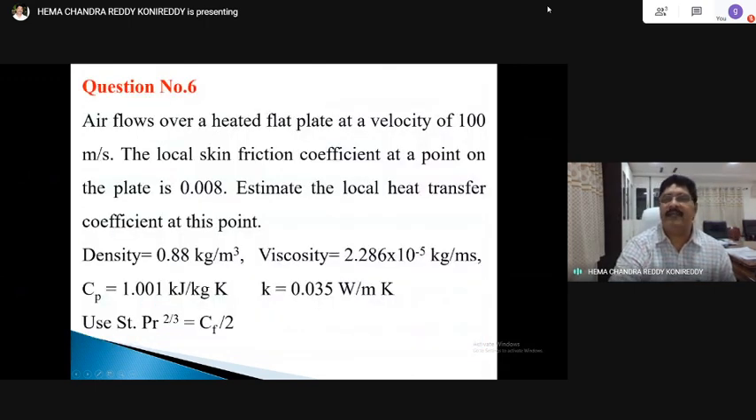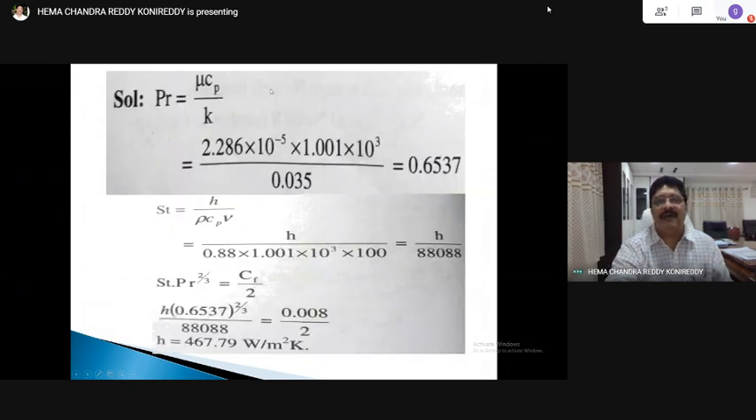Now, air flows over a heated plate at a velocity of 100 meters per second. The local skin friction coefficient at a point on the plate, CFX, is 0.008. It's a coefficient, no units. Estimate the local heat transfer coefficient at this point. Now you need to use the Colburn analogy. Stanton number is equal to h divided by rho Cp V, and from this you calculate heat transfer coefficient.